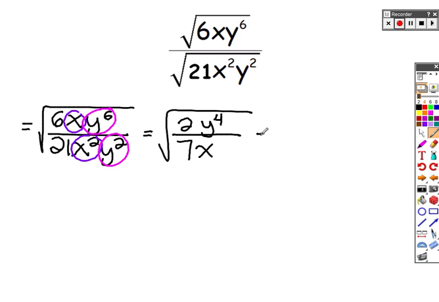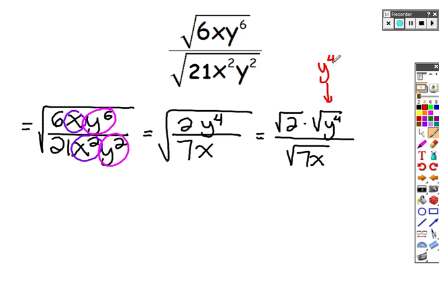And now at this point, well, this would be the same as saying the square root of 2 times the square root of y to the 4th over the square root of 7x. The square root of y to the 4th, remember this is like y to the 4th to the 1/2. So 4 times 1/2 is 2.